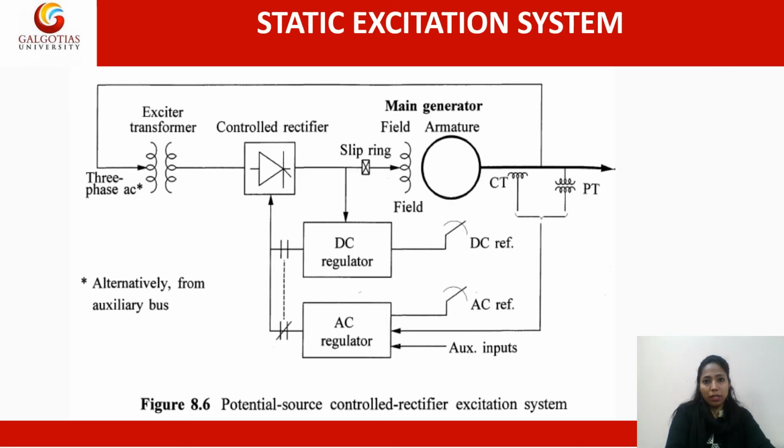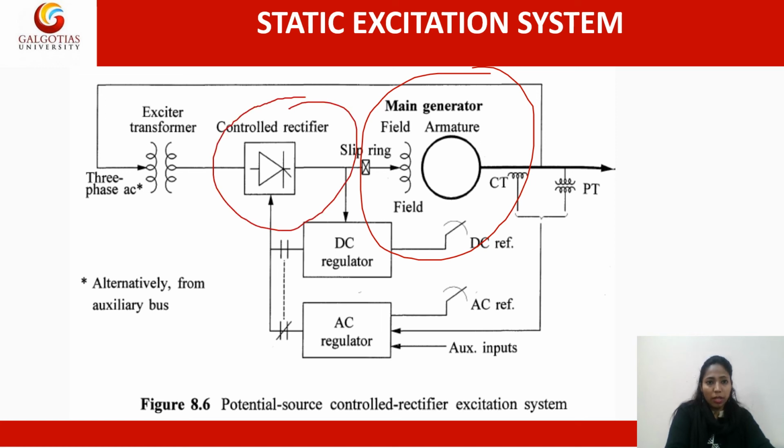Now the static excitation system, where all the parts are static. You can see the main generator, with the slip rings shown here, through which the DC supply is given to the field winding. Then the controlled rectifier is also static. The exciter transformer is used to convert the voltage level up to the desired value. So all the elements shown are static. This is the potential source controlled rectifier excitation system.